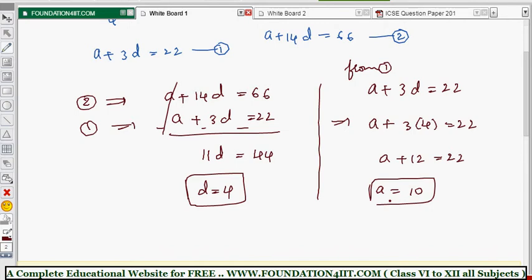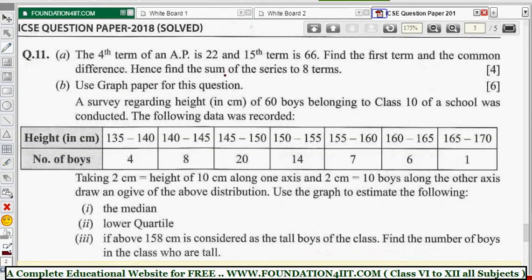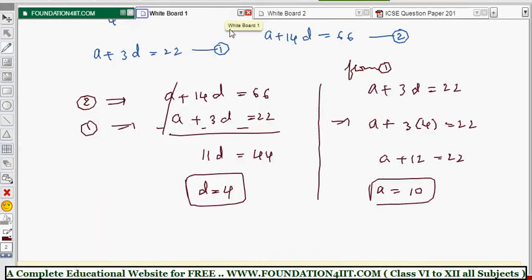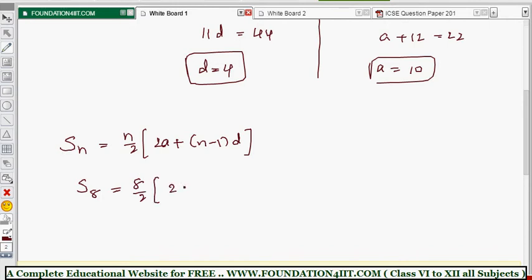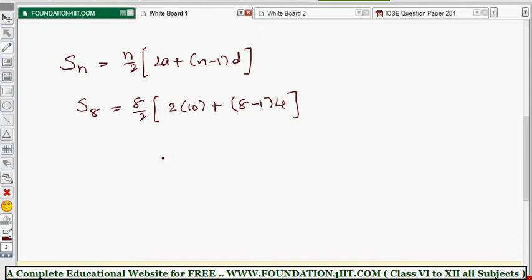We can find the sum of 8 terms. Here the sum of the series to 8 terms means S8, which we need to find using both. You know the formula Sn is equal to n by 2 into 2a plus n minus 1 into d, right? So here S8 is equal to 8 by 2 into 2a, where A is 10, plus n minus 1, so 8 minus 1, into d, which is 4.